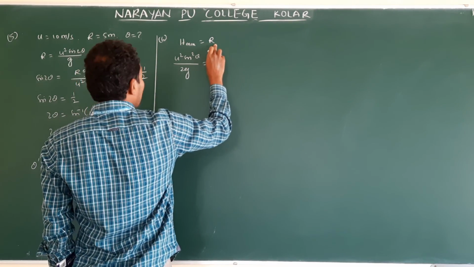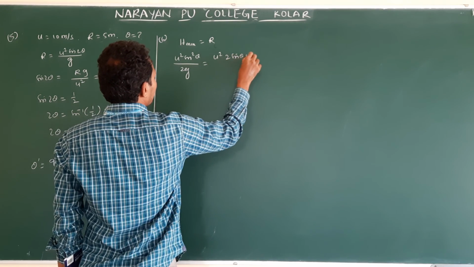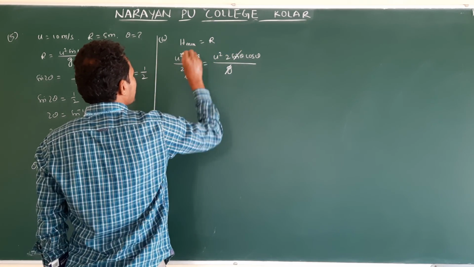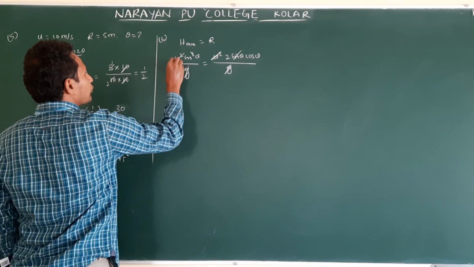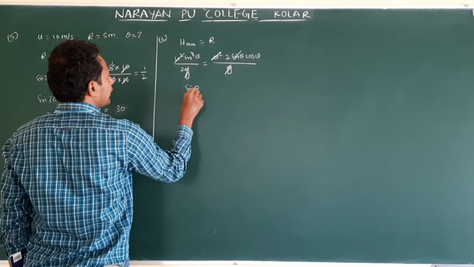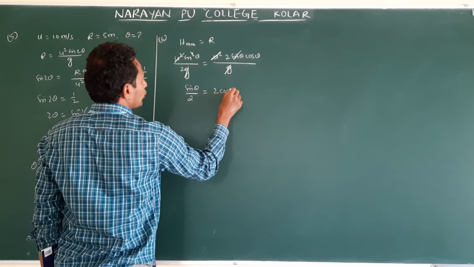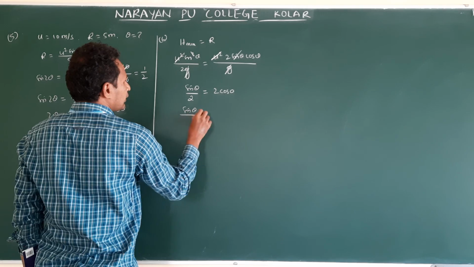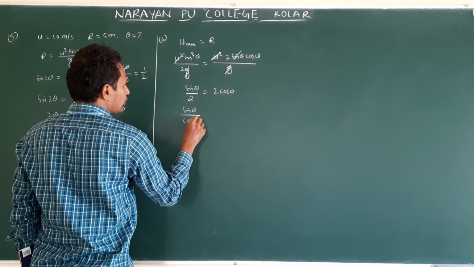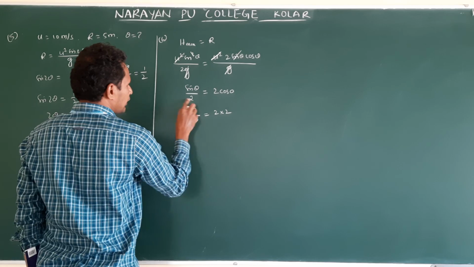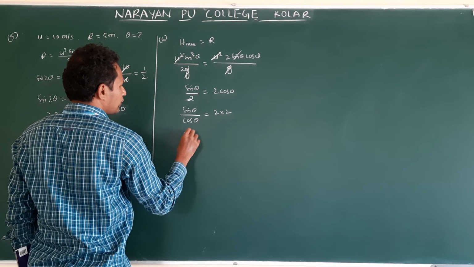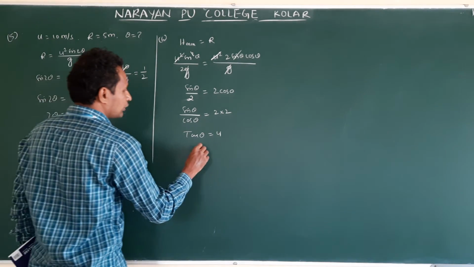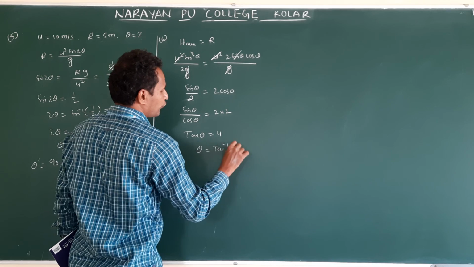Sin 2 theta, I expand it as 2 sin theta cos theta by g. G cancels, one sin theta cancels, u square cancels. Here we have sin theta by 2 is equal to 2 cos theta. Cos comes to the denominator, 2 goes to the other side. So sin theta by cos theta is equal to 2 into 2. Sin by cos is what? It is tan theta. Tan theta is equal to 4. Clear?